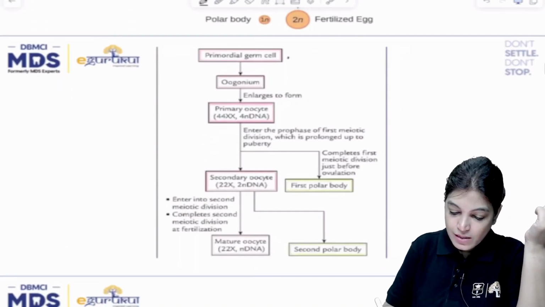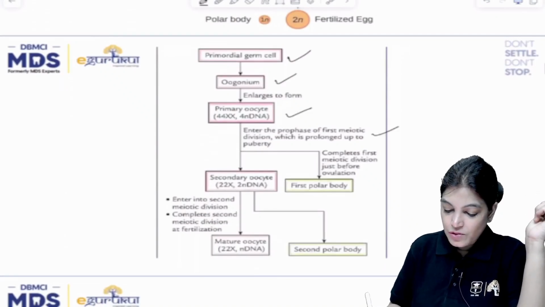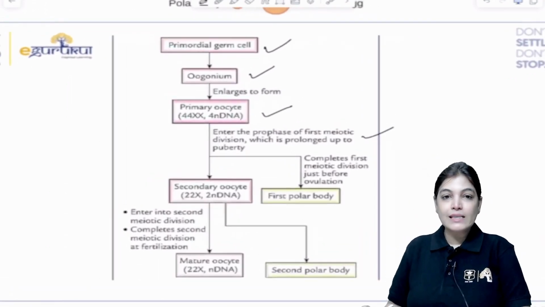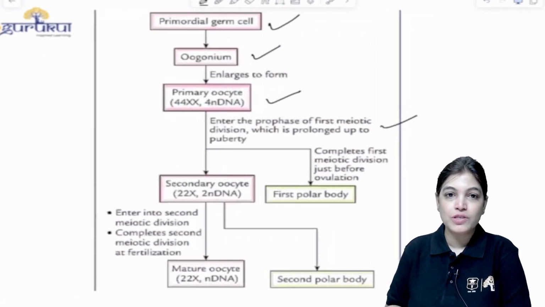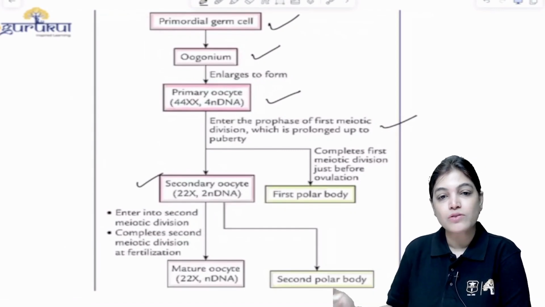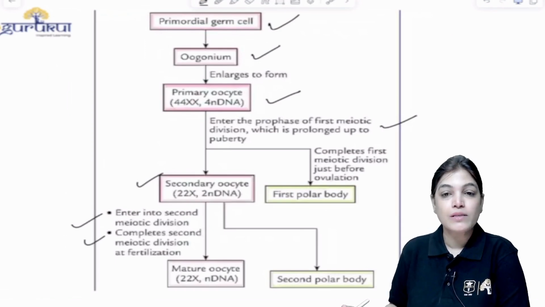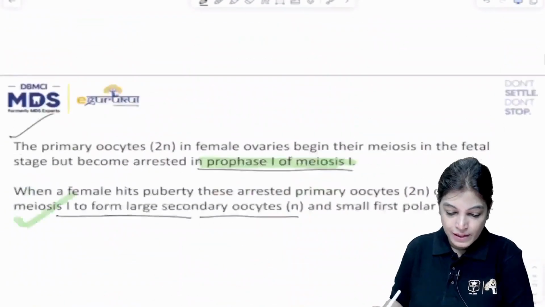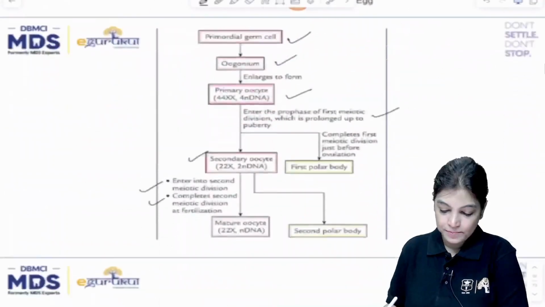So you can see primordial germ cell enlarges, mitosis, oogonium is formed. Primary oocyte enters the prophase first of the meiotic division, which is continued, and it is arrested in prophase 1, completes the first meiotic division just before ovulation. Just before ovulation, secondary oocytes form first, and thereafter secondary oocytes enter the meiotic stage, but it will be completed once the fertilization takes place and the second polar body is released. So we have got the right answer. Definitely after this discussion, it is quite clear that A, prophase, is the right answer.